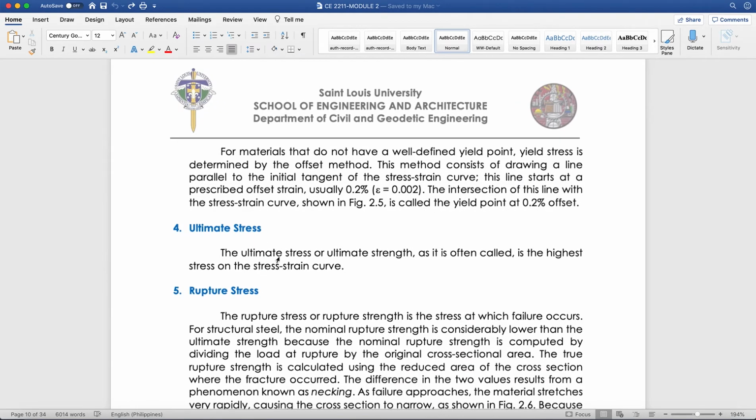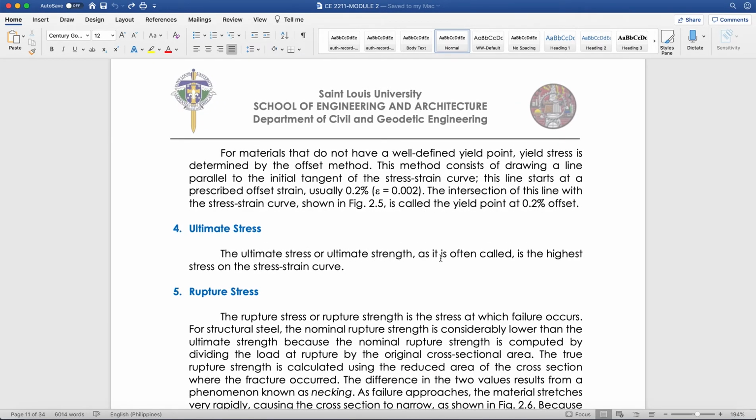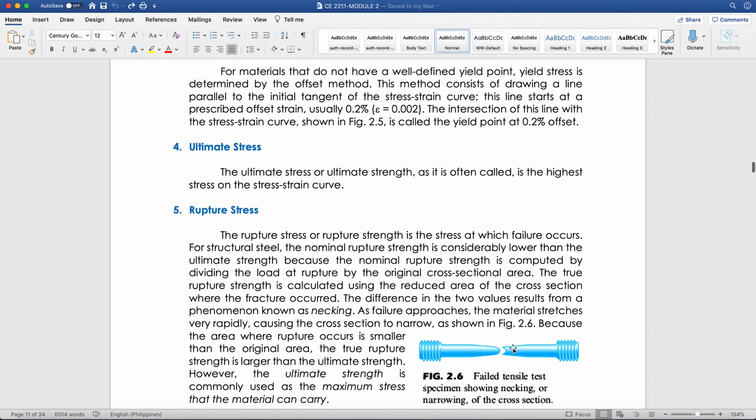Ultimate stress, or the ultimate strength as it is often called, is the highest stress on the stress strain curve. It is the highest stress, ibig sabihin, yun yung pinaka-maximum na kayang i-hold ng ating material. So, for the rupture stress, doon na magbe-break yung ating material. Okay?